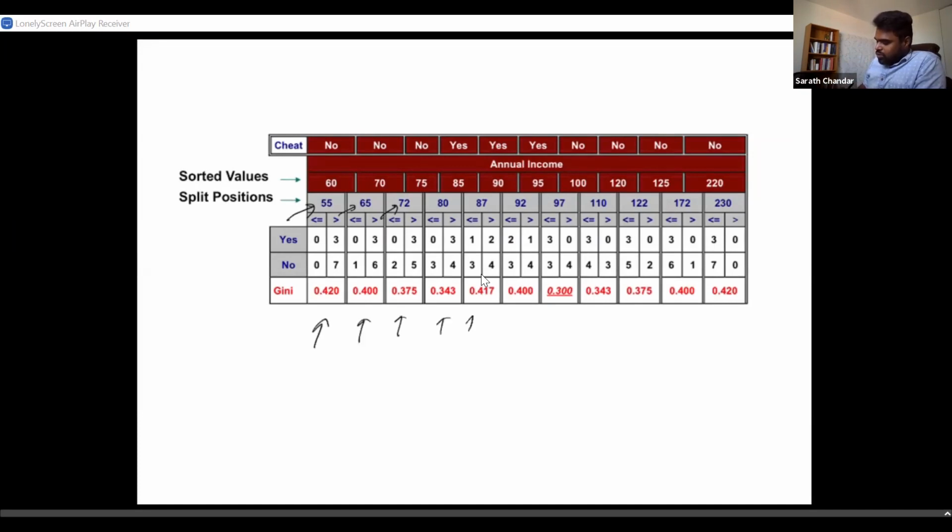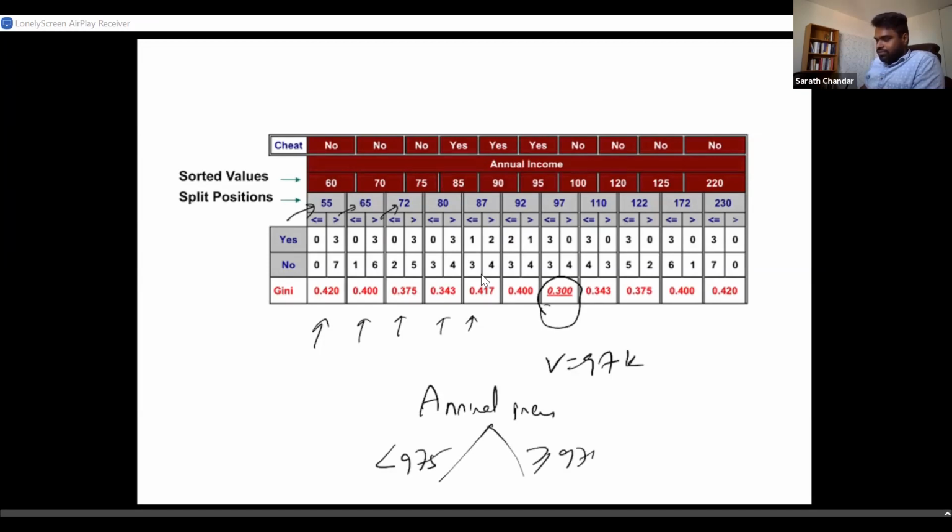You could do some smart computations to reuse your computation, and you actually find that the lowest Gini possible is given by V equal to 97K. So the best split is annual income less than 97K and greater than or equal to 97K. Is that clear?